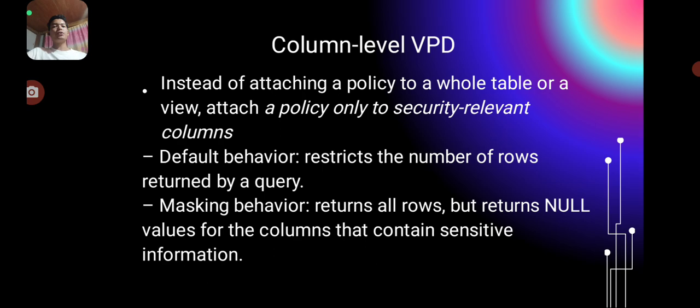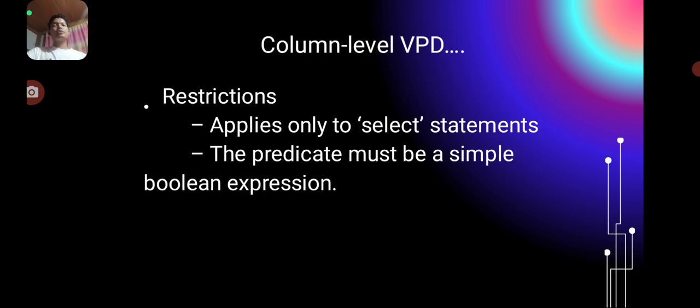Then the masking behavior will return all rows, but it will return null values for the columns that contain sensitive information. Then next are the restrictions: it applies only to select statements. The predicate must be a simple Boolean expression.